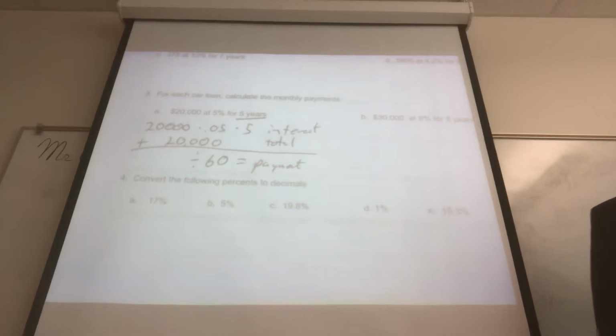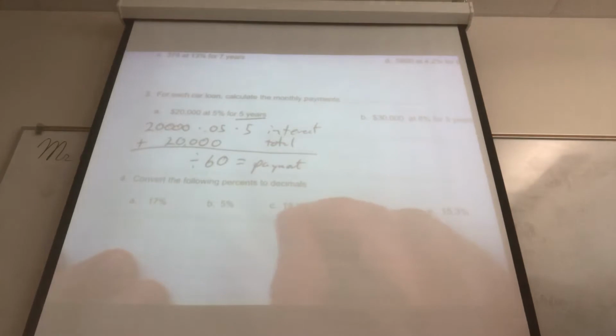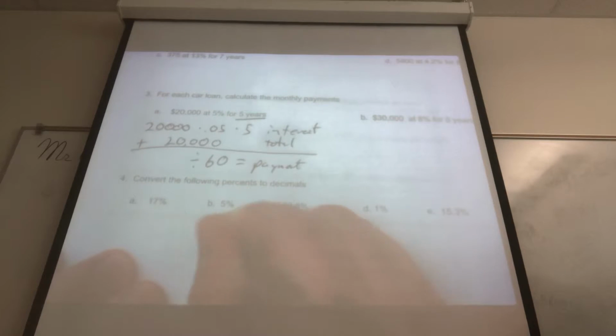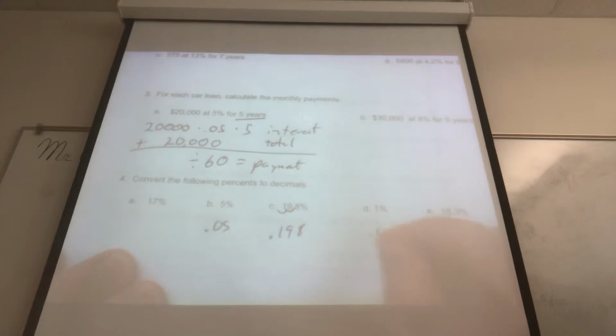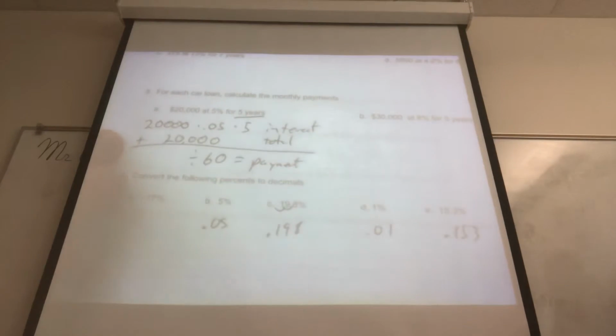Convert the following percents to decimals. I did put a couple of these on the final exam. If you've got a percent and you're supposed to change it to a decimal, you move the decimal 2 places to the left. 0.198, 0.05, 0.01, 0.153. Just move the decimal over a couple to the left.